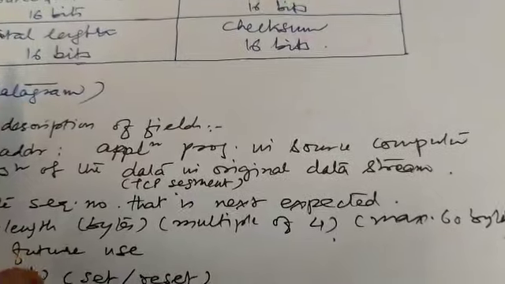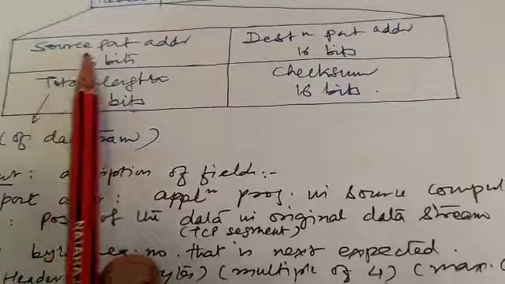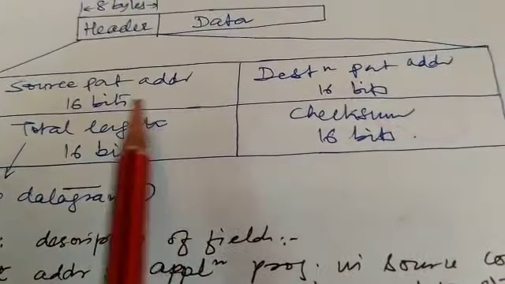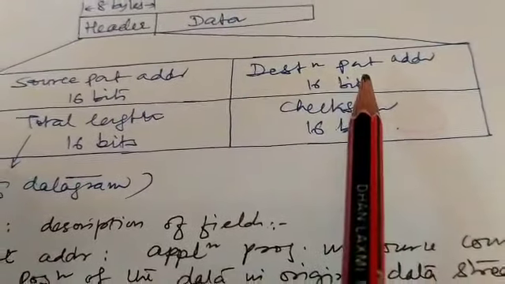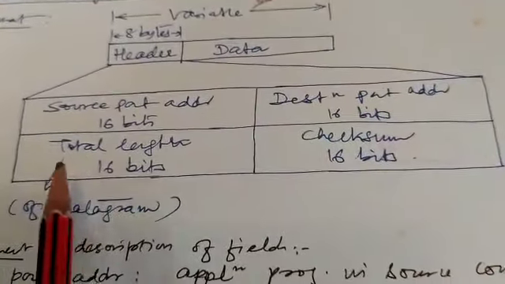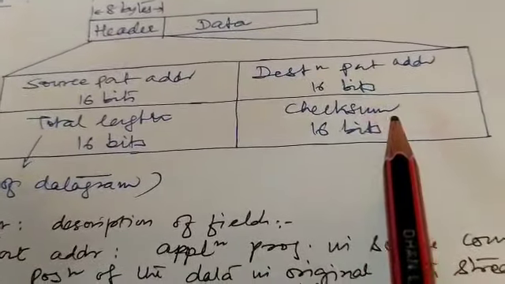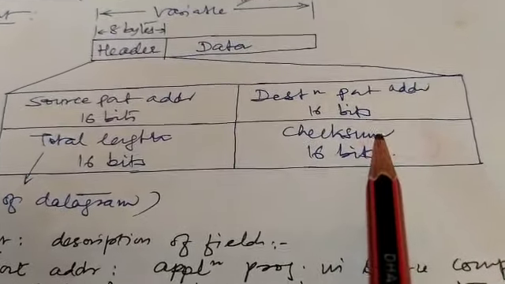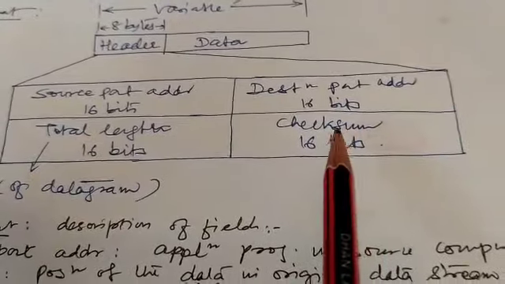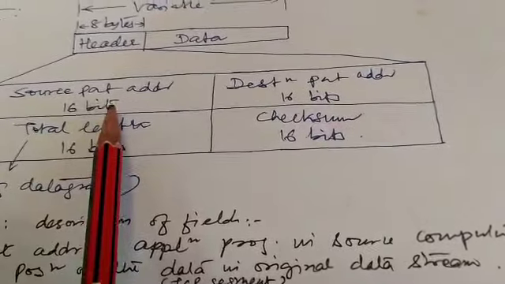The header part is explored, and we can see that there are basically 4 fields under the header. The first field is the source port address in 16 bits, followed by the destination port address in 16 bits. Then we have the total length of the datagram in 16 bits and the checksum in 16 bits.